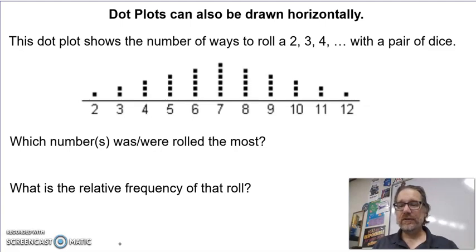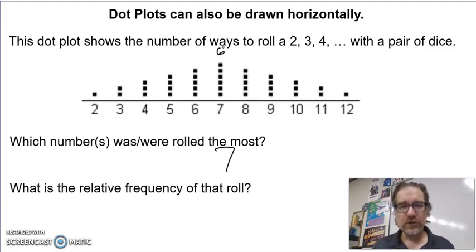Well, if I look at my dot plot, the highest row or column of dots is the one that was rolled the most, and that's a 7. So which number was rolled the most? 7. How many times was it rolled? It was rolled 1, 2, 3, 4, 5, 6 times. So it has a frequency of 6. 7 has a frequency of 6. It is the one that is rolled the most.